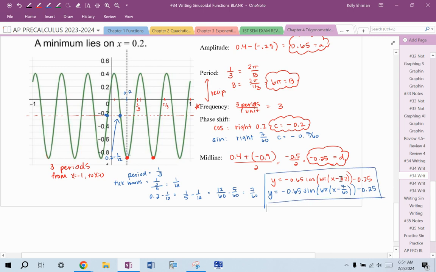But even if you're struggling with finding that C value, you want to get as many of these coefficients as you can, because this would be an example of a free response AP question, and we get partial credit for finding some of these values. It doesn't have to be all or nothing.